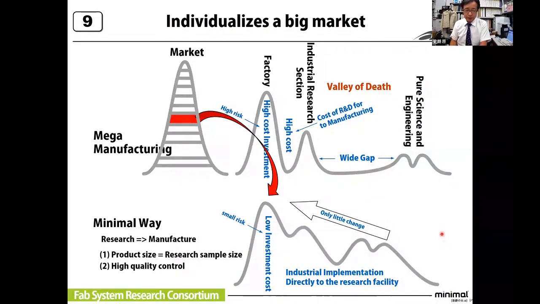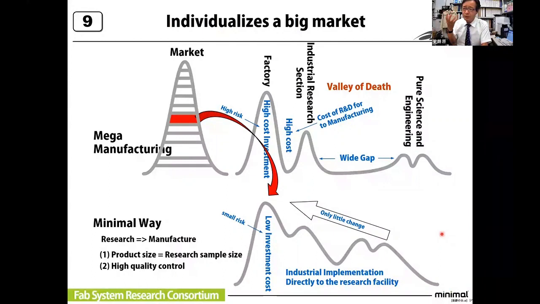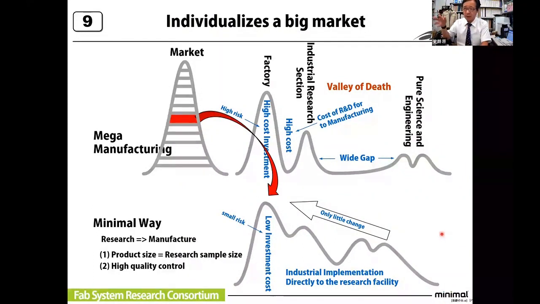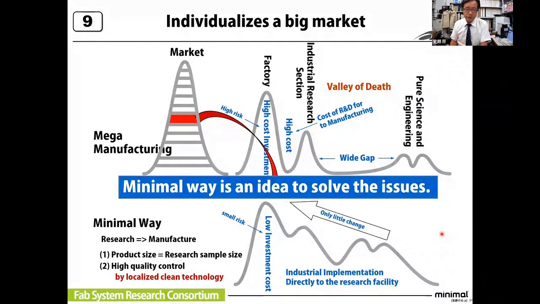So the second one is high quality control. This is very important because the yield of our research is very low. Our work is challenging, but not a happy one anyway. So we should raise the yield of our experiment. To do that, I get rid of contamination from our research space using my invented localized clean technology. So anyway, the minimal way is an ideal way to solve the issues.